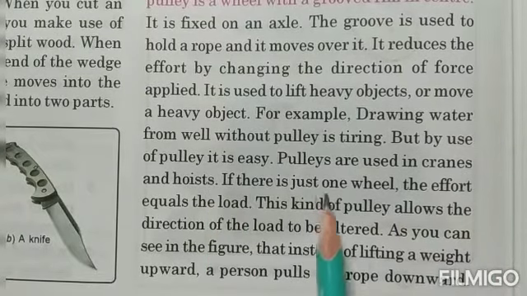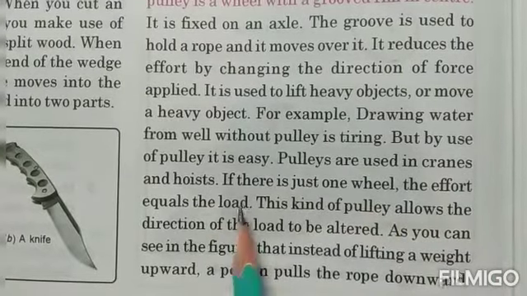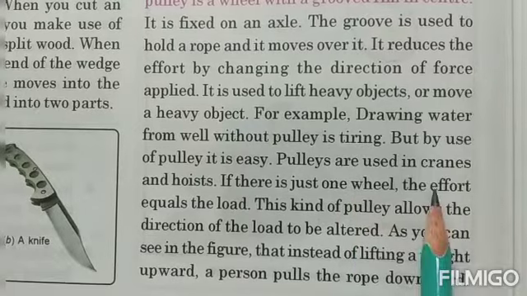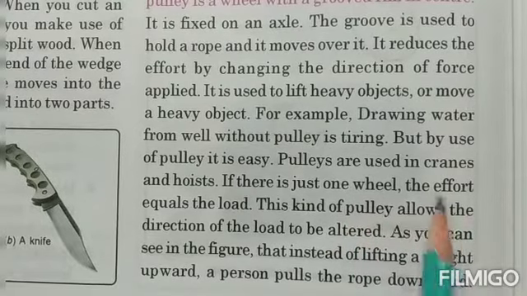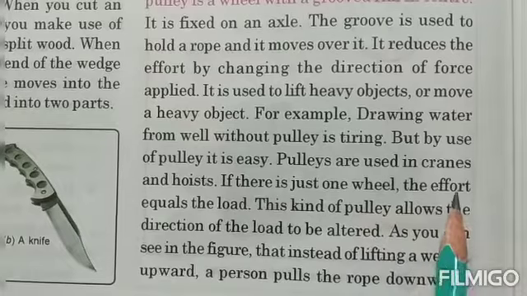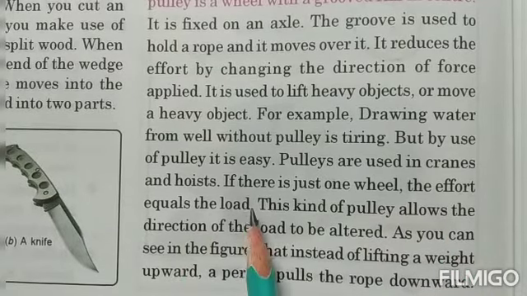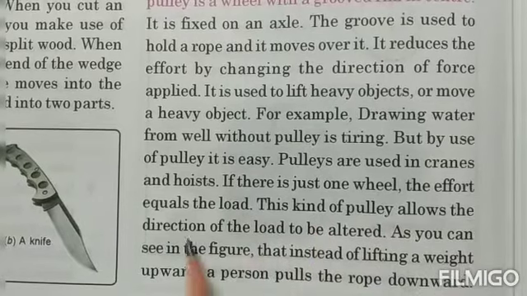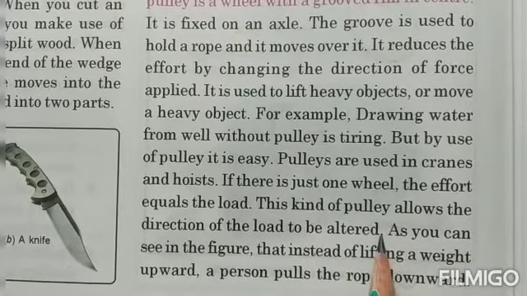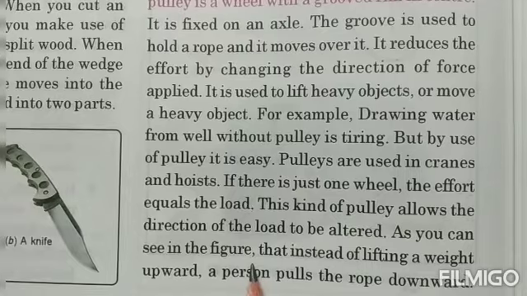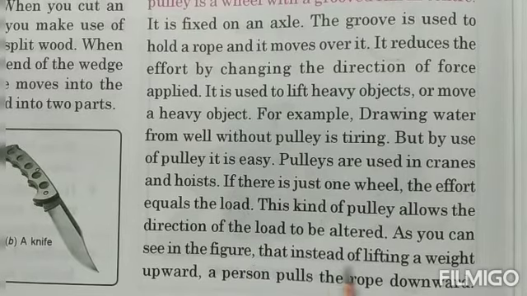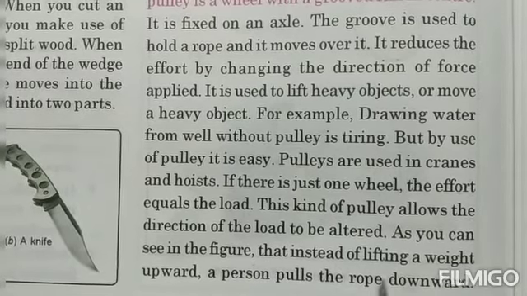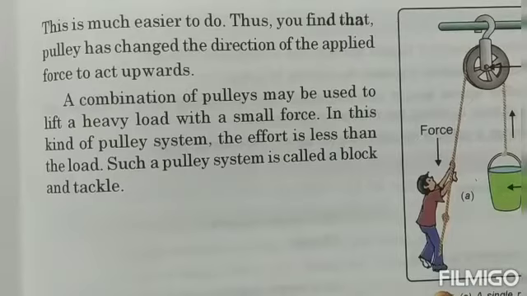If there is just one wheel, the effort equals the load. Now this is very important, children. If in a pulley there is only one wheel, the effort will be just equal to the load. Only the thing is, direction of the effort will change. This kind of a pulley allows the direction of the load to be altered, that is changed. As you can see in the figure I showed you right now, children, instead of lifting a weight upward, the person is pulling the rope in the downward direction.